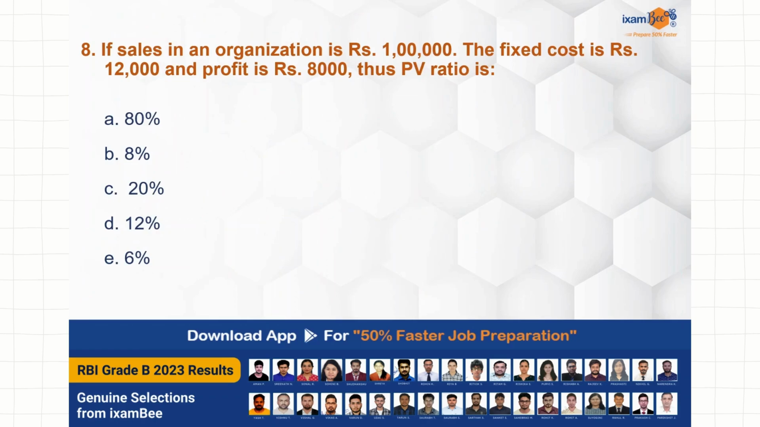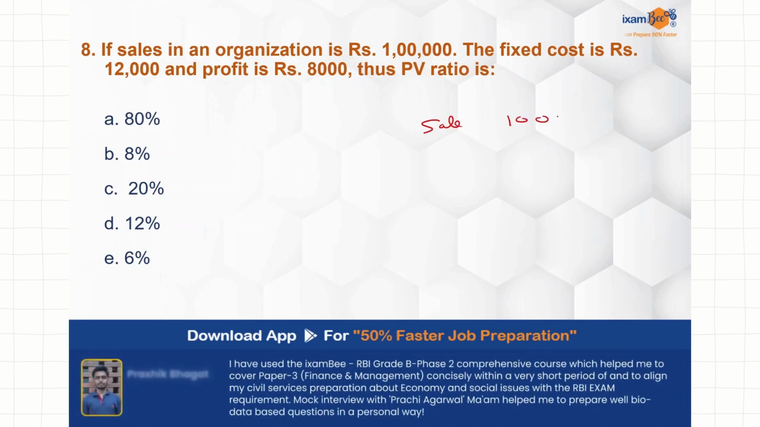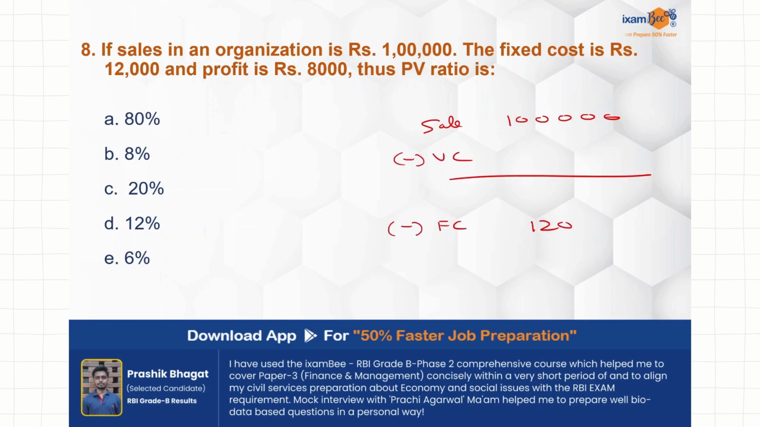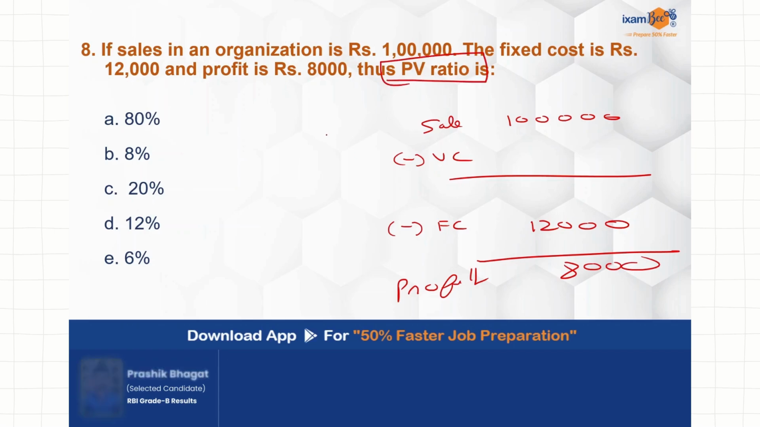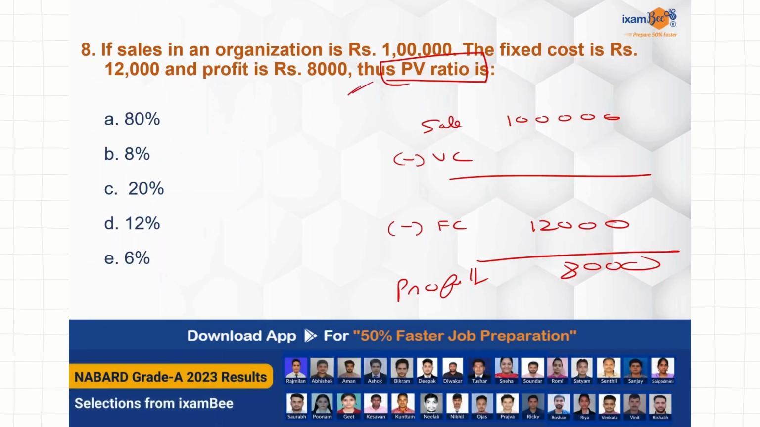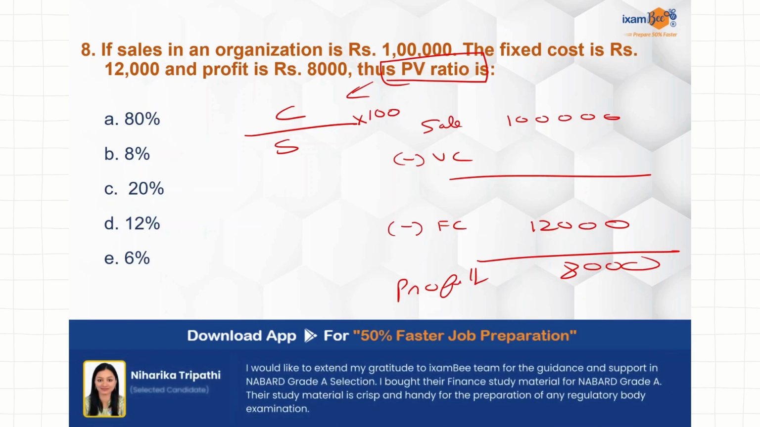Next question, which is related to costing subject, is: if the sales of an organization is 1 lakh rupees, the fixed cost is 12,000 and the profit is 8,000, we need to calculate the PV ratio, which is the profit volume ratio. So what is the formula to calculate PV ratio? It's contribution upon sales into 100. This question is from the topic of marginal costing, which is very, very important for your examination. Definitely you can get some questions from it in the examination.